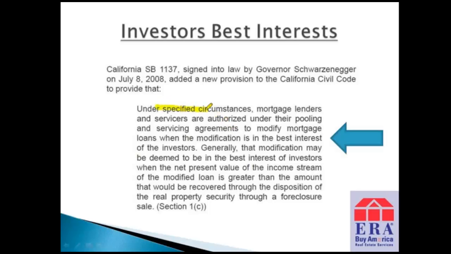So, under specified circumstances, mortgage lenders and servicers are authorized to modify mortgage loans when modification is in the best interest of the investors. All right, so notice that doesn't say homeowners, that says investors. So you're going through all the trouble of doing the pre-qualification through your bank, saying, okay, here's all my documentation, you think I make it.